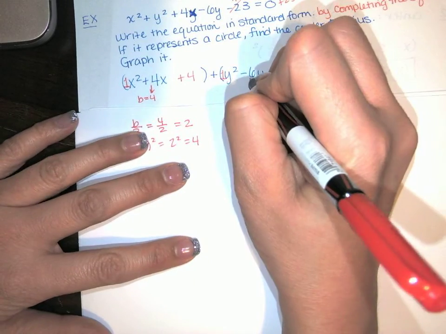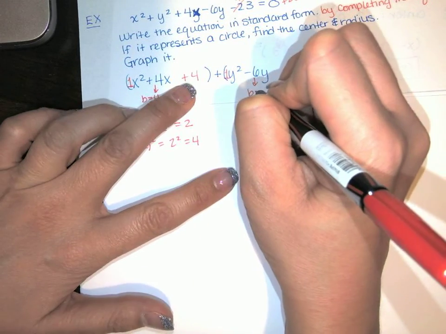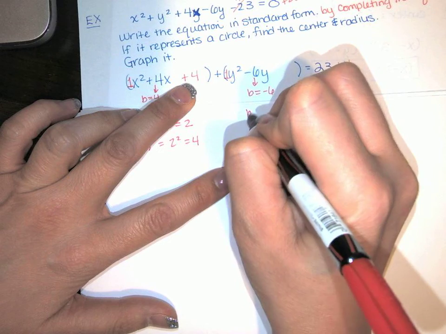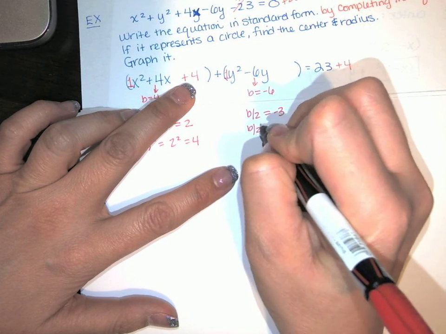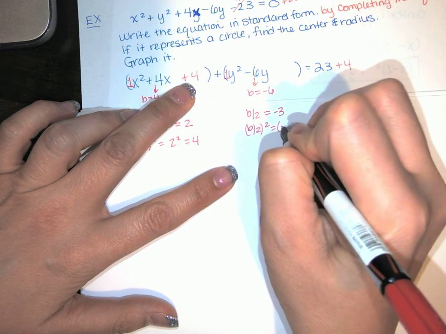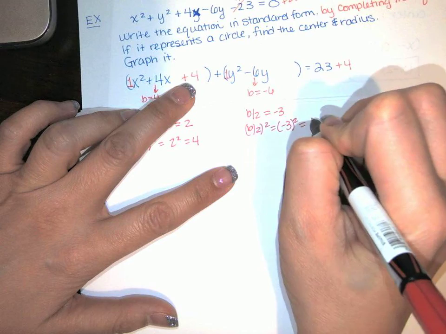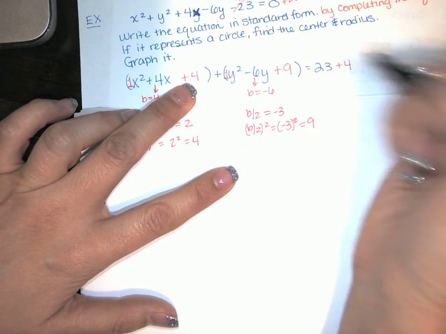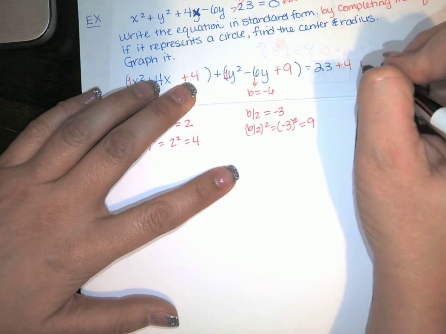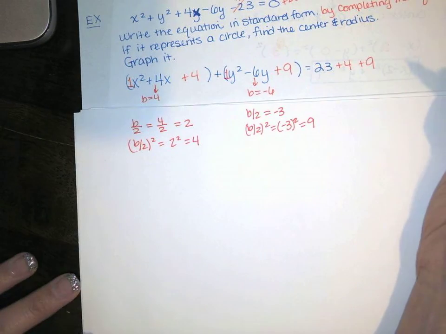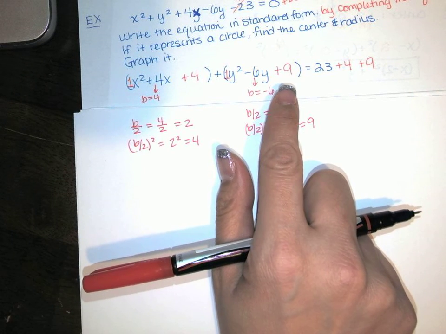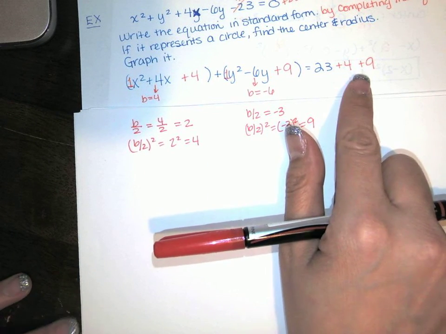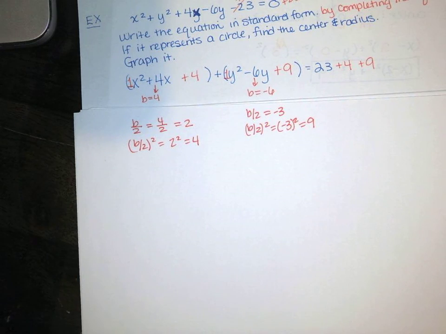We're going to do the same thing over here. Identify b, that's -6, compute half of it, that's -3. Then square that. -3 times -3 is +9. You want to add 9 to complete the square, and add 9 over here. Okay, so now this is a perfect square, and this is a perfect square. It just hasn't been factored. And then this expression on the other side is just a constant that we can simplify.